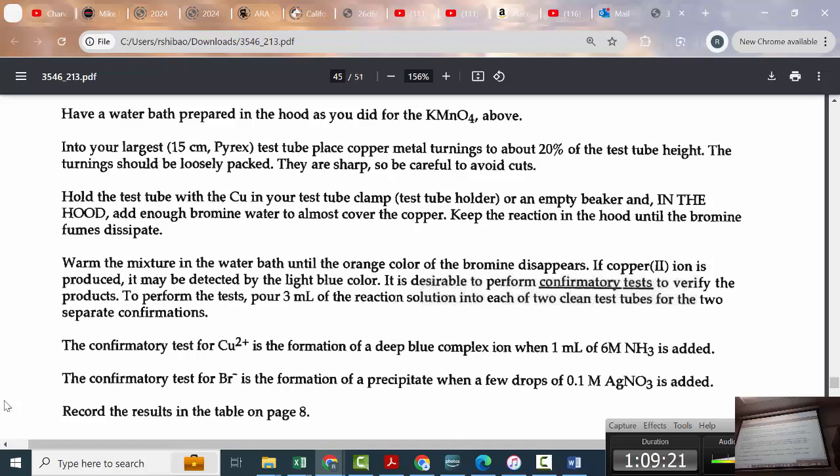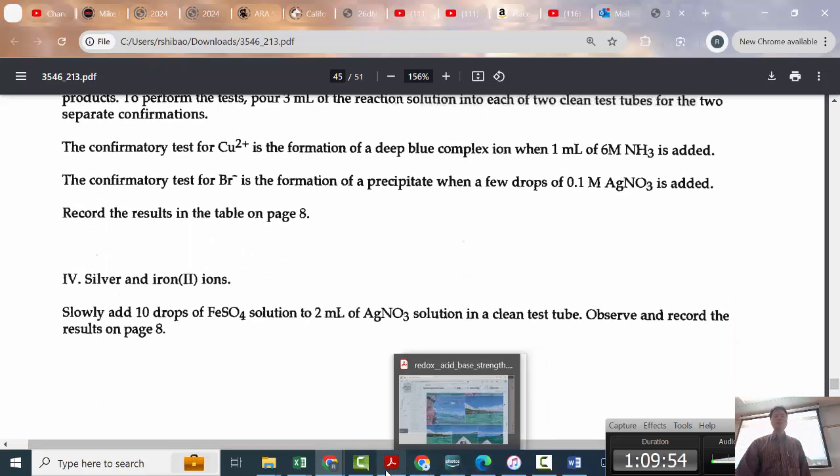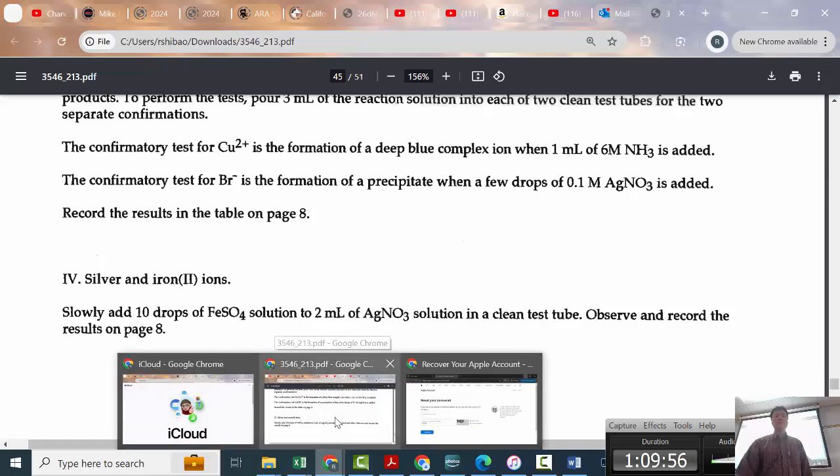What's going to happen is the bromine water will go from orange to colorless to blue. The blue could be very faint, so just keep heating it. Sometimes it's hard to see the blue. The blue is from copper 2+. And so what we're going to do is test it for copper 2+. There are two ways we can test it here.